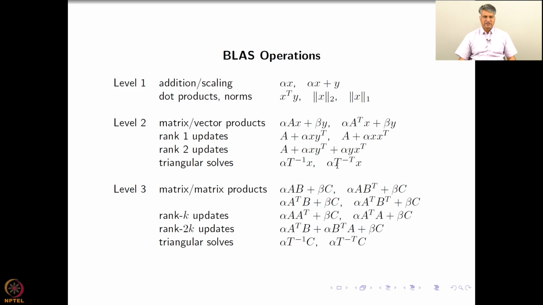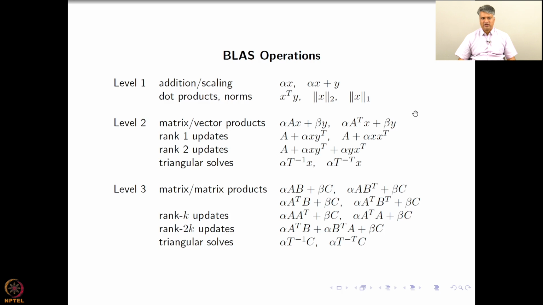So, if you look at the BLAS operations, the level 1 operations such as addition and scaling do operations like alpha x plus y. They look at dot products and norms, like multiplying the transpose of x with y, taking the second norm of x, taking the first norm of x. Level 2 operations look at matrix vector products, like alpha A x, where capital A over here is a matrix and y is a vector, or alpha A transpose x plus beta y. So these are matrix vector products. We also look at rank updates, rank 1 updates, rank 2 updates.